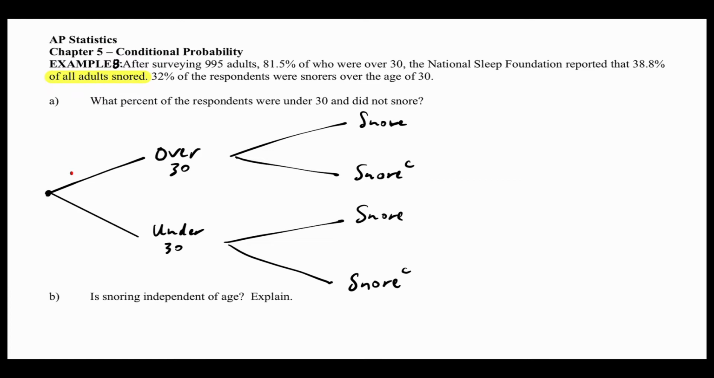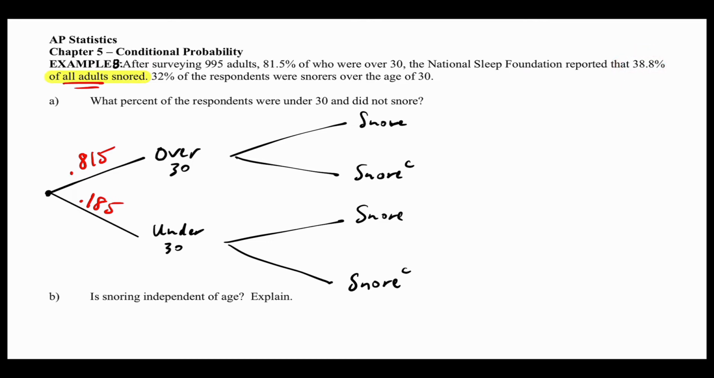So I'm going to change that to a decimal. That means the rest of them had to be under 30, so that would be 0.185. And then the next one I highlighted, because it's different than what we've seen before. The National Sleep Foundation found that 38.8% of all adults snored. That is not a conditional percentage. That is of all snorers.